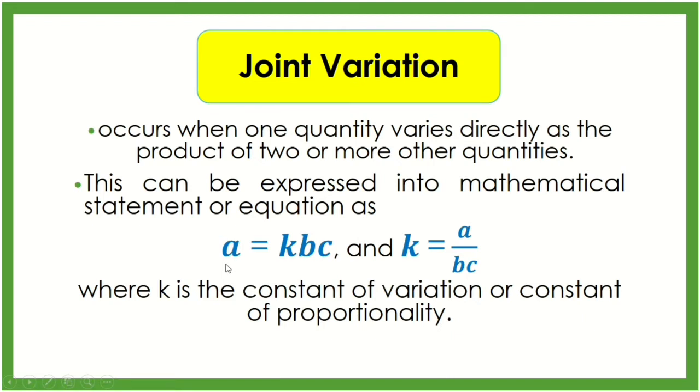In joint variation, A is the first quantity, so it varies directly as the product of two or more other quantities. So, yung B and C, yung other quantities natin. Ang joint variation ay parehas ng direct variation. Yun nga lang ang pagkakaiba nila, sa joint variation, involve ang two or more quantities. K is our constant of variation.